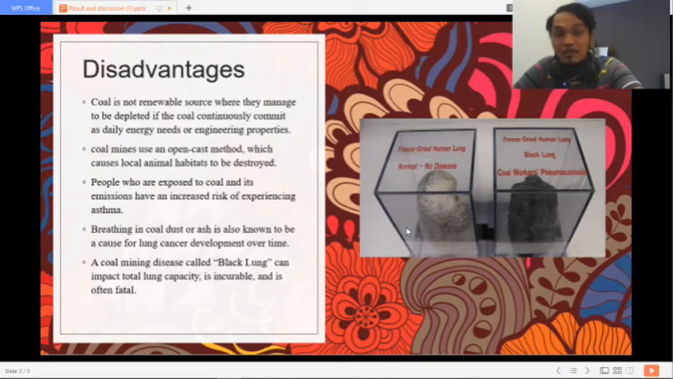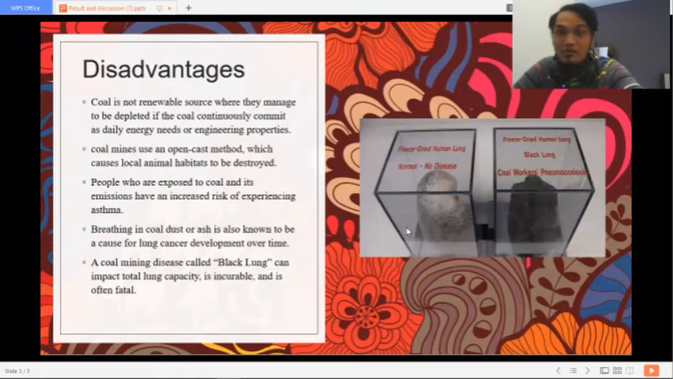Coal mines use an open cast method which causes local animal habitats to be destroyed, and coal is usually burned underground, so they need to cut forests to undergo the mining, and if we cut down the forest, the animals will lose their habitats. Okay, people who are exposed to coal and its emissions have an increased risk of experiencing asthma and other severe conditions of the breathing system. And breathing in coal dust or ash is also known to be a cause of lung cancer development over time. So if we stay in the coal mines for a long time, it can develop cancer in our lungs.